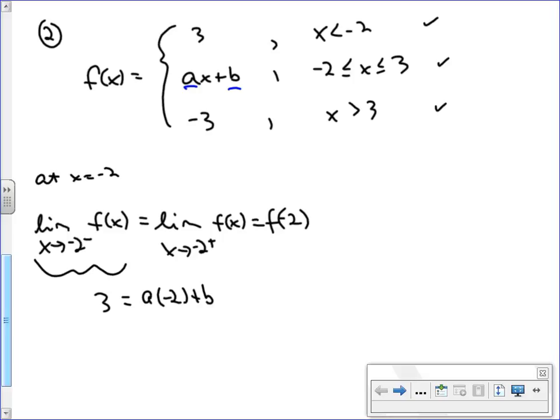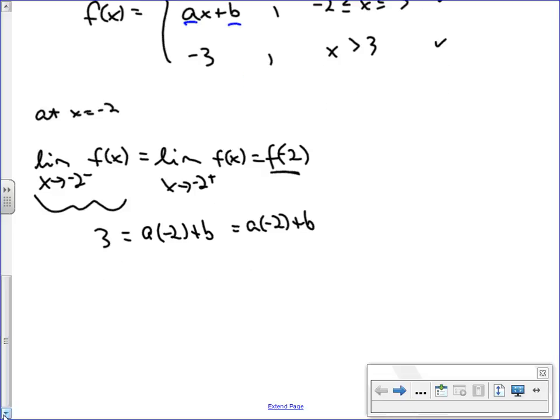And at -2, the value of the function is also the middle function. So again, once I've written that down, I don't really need to keep up with it because it's the same thing as this middle one. So I have one equation here, 3 equals -2a plus b. There's my first piece of information.